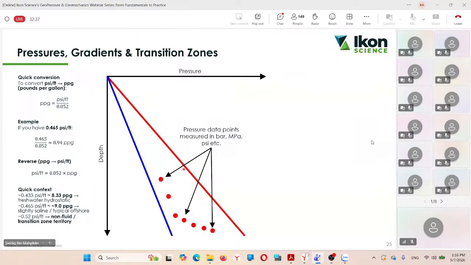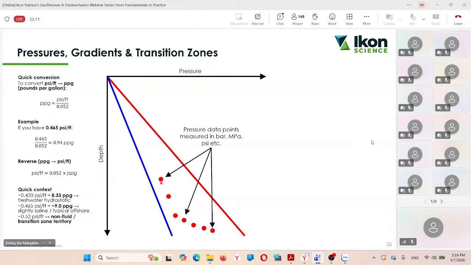What we care about over here is, for example, if this pressure is being visualized in bar, MPa, or PSI, if you need to convert it to PPG or gradient, you can use this equation over here. First, if in PSI and this is feet, the gradient is just PSI over feet, right? But if you want to convert it to PPG, pound per gallon, which takes into account the density of the fluid itself, then you can just divide it by 0.052.